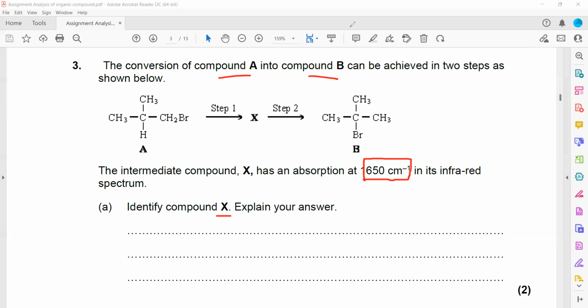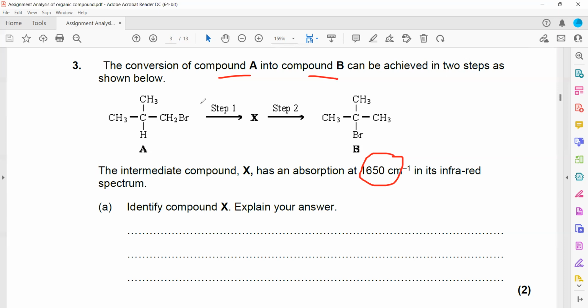For this you need a data booklet, because without it you cannot solve this. In the exam it will be there. So first you have to use the data booklet. This is actually the absorption for a carbon-carbon double bond, at 1650. So we identify compound X and explain the answer.